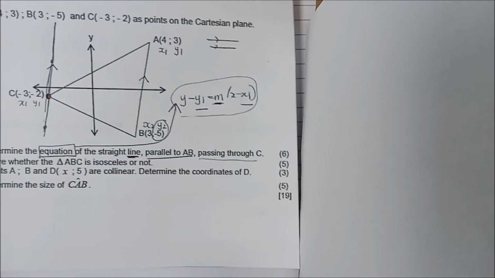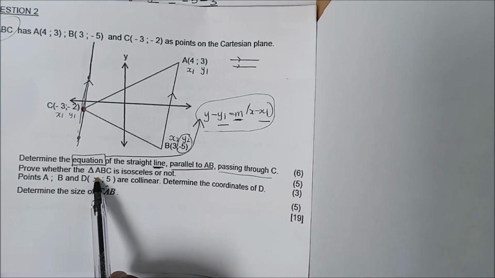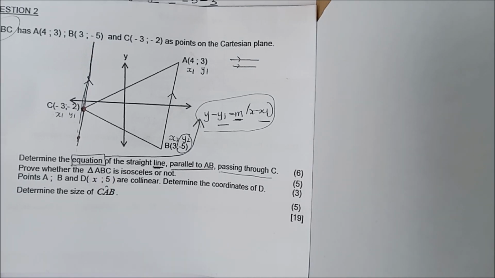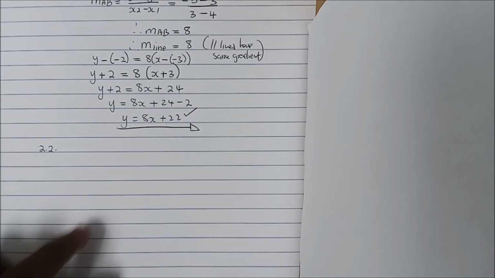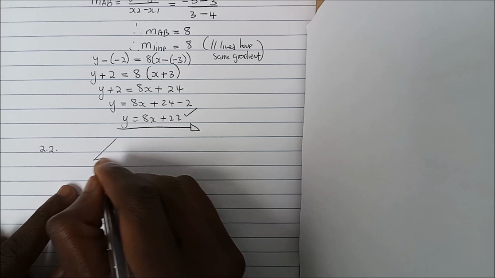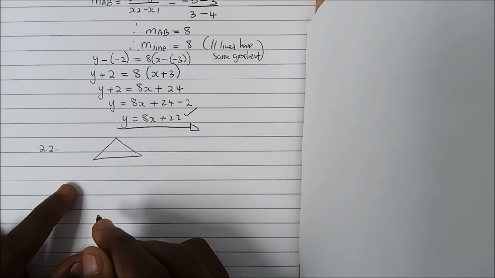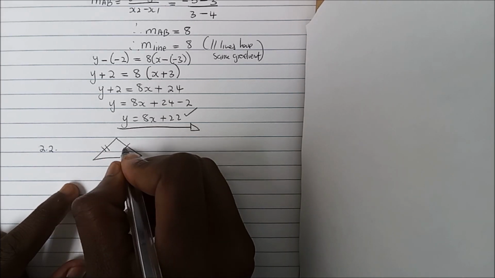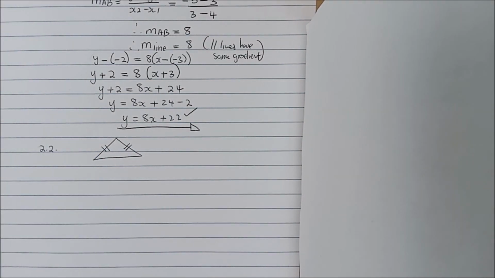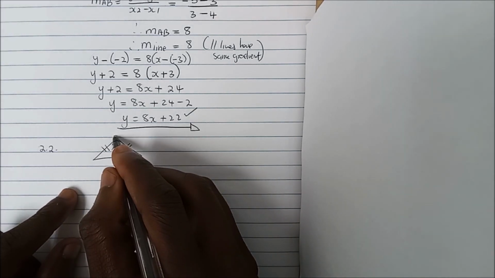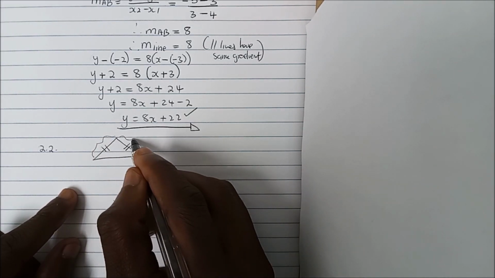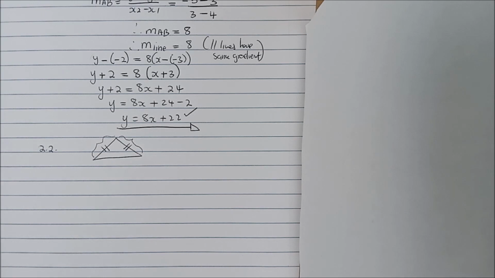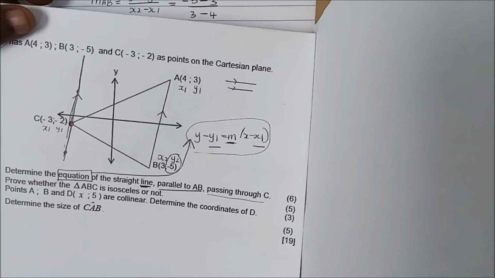2.2 says, prove whether triangle ABC is isosceles or not. Now, before attempting, think about isosceles. If a triangle is isosceles, what we know is two adjacent sides have to be equal. So if we can prove that the two adjacent sides are equal, then for triangle ABC, we can conclude by saying triangle ABC is indeed isosceles.